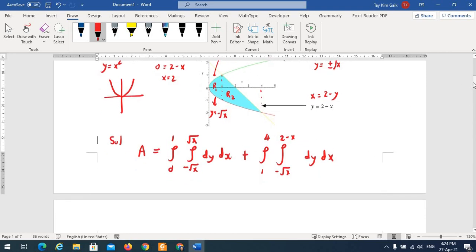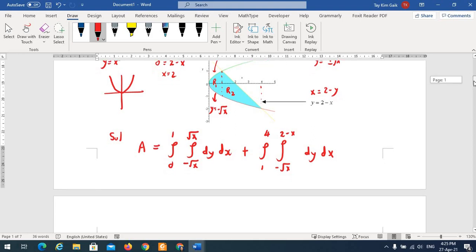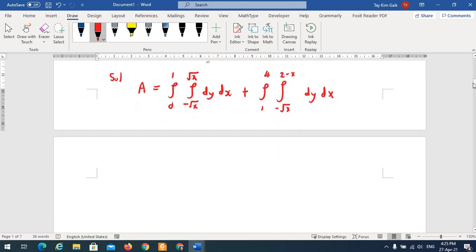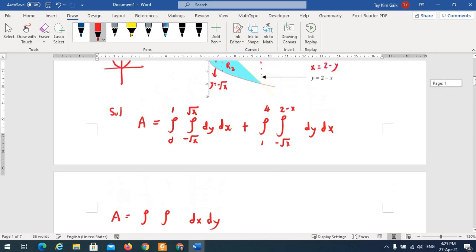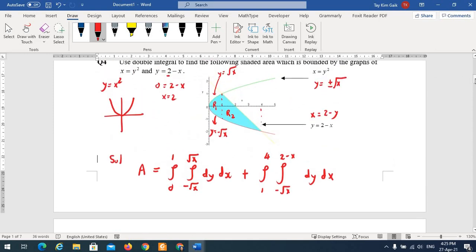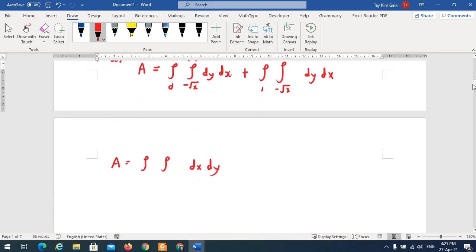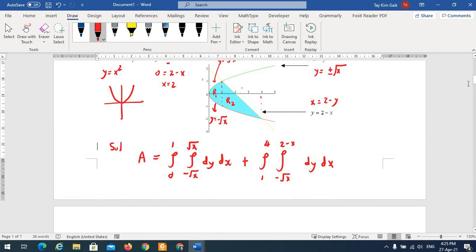I write this because I'm afraid sometimes you don't know what I'm talking about, but you have to evaluate it yourself. I'm just showing you using dx dy. If you use dx dy, the limit for your x is your left curve, x equal y squared, up to x equal 2 minus y.